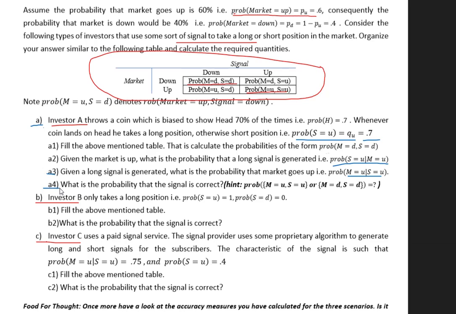Now going to part A4, what is the probability that the signal is correct? Here, correct simply means we have the same value for both market and signal. This translates to this form, which is all the same probability statement. We are looking for the probability that the market is up and the signal is up, or the market is down and the signal is down.